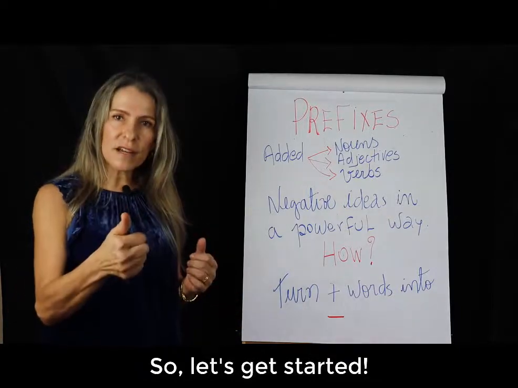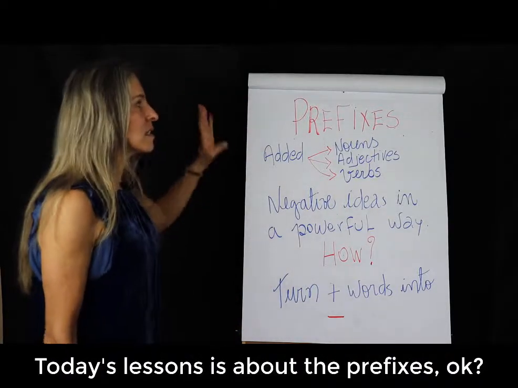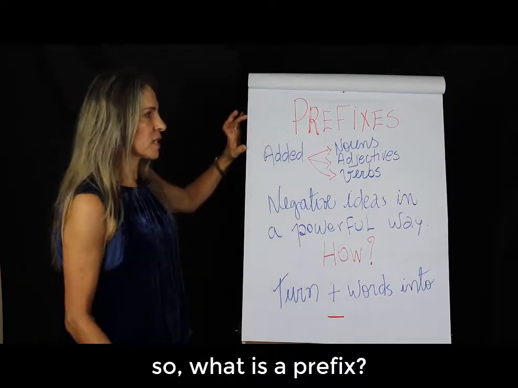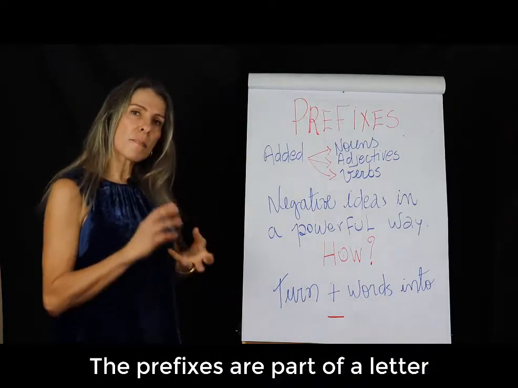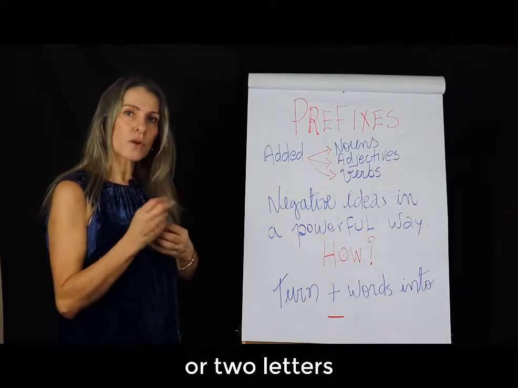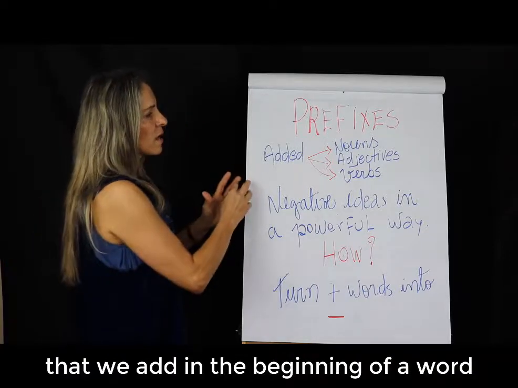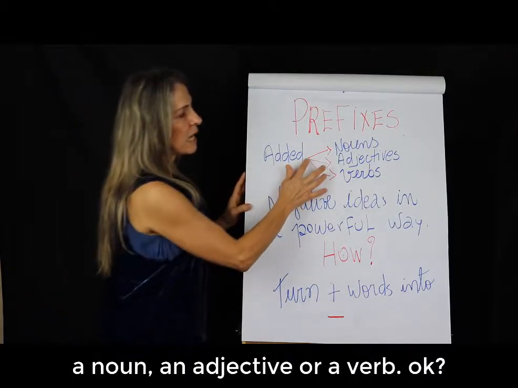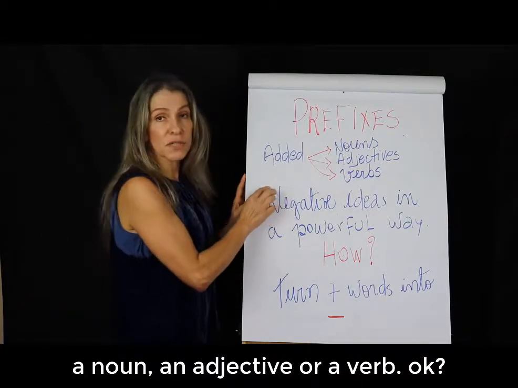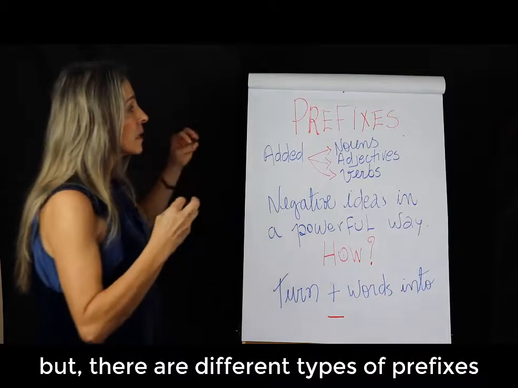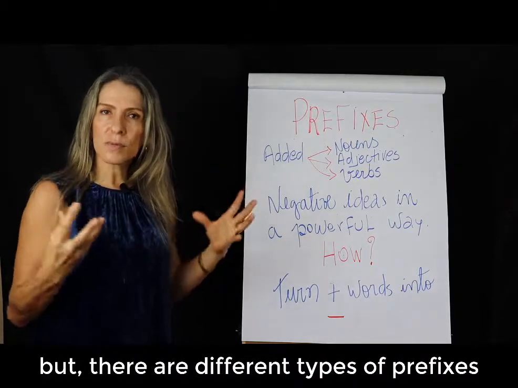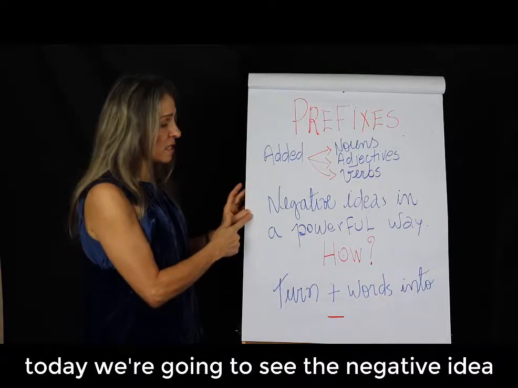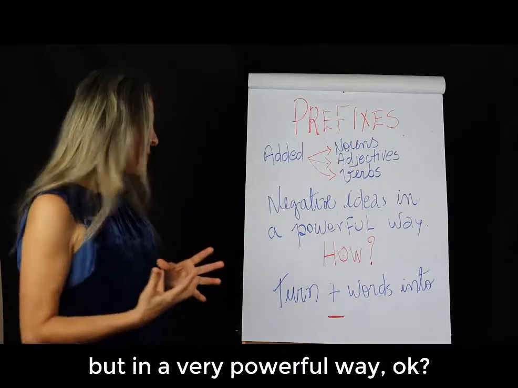But in Brazilian Portuguese. So let's get started. Today's lesson is about the prefixes, okay? So what is a prefix? The prefixes are a part of a letter or two letters that we add in the beginning of a word. And the word can be a noun, an adjective, or a verb, okay? But there are different types of prefixes. Today we're going to see the negative idea, but in a very powerful way, okay?